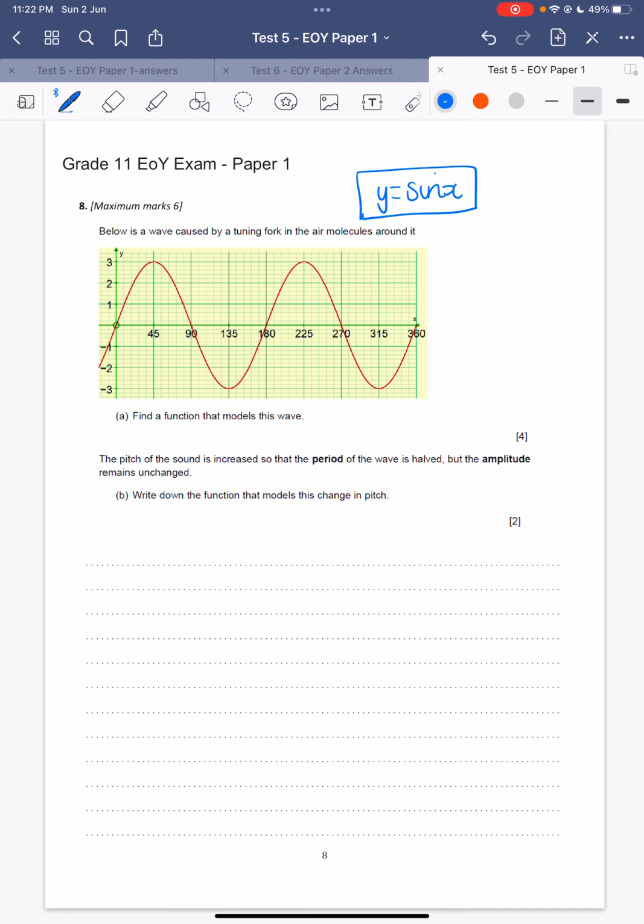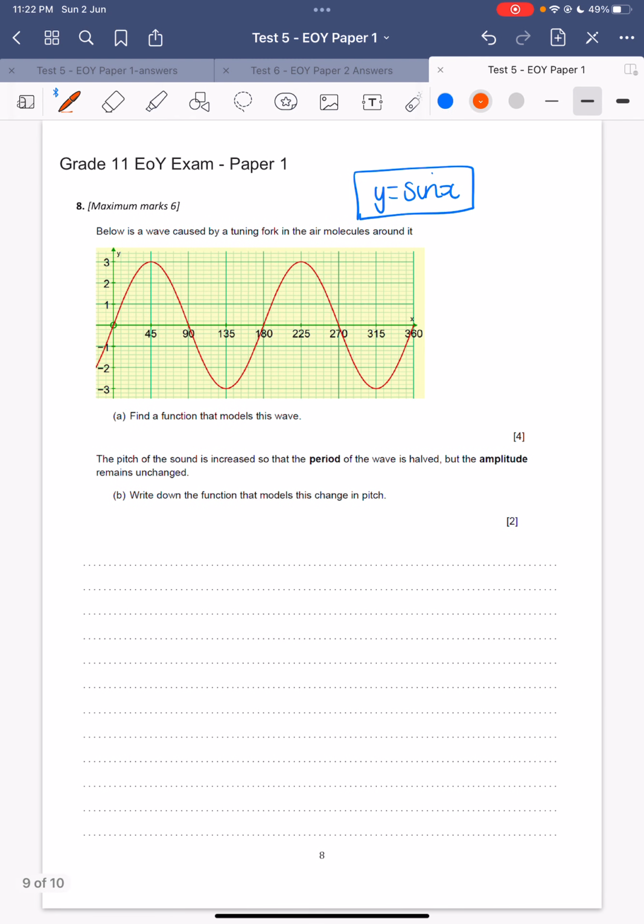There are a few key things that we need to know before we start. One of them is the central value of the curve. You can see here that the central value is still at 0. We also need to know what the amplitude is, or how far up and how far down the wave travels. We can see here that it travels up as far as 3, and it also travels down as far as -3. So that means that the amplitude is going to equal 3.